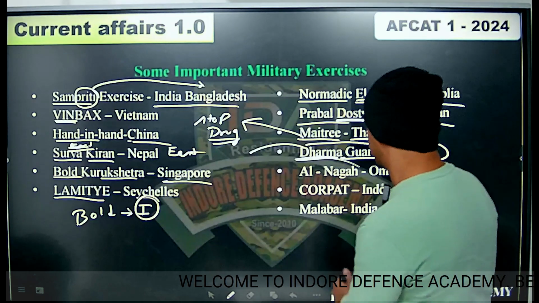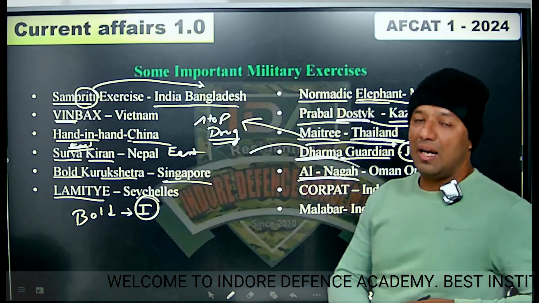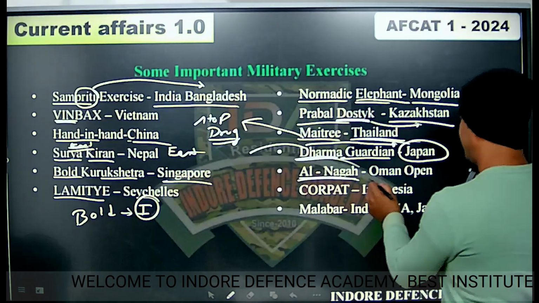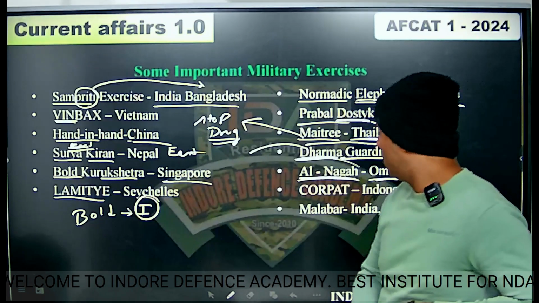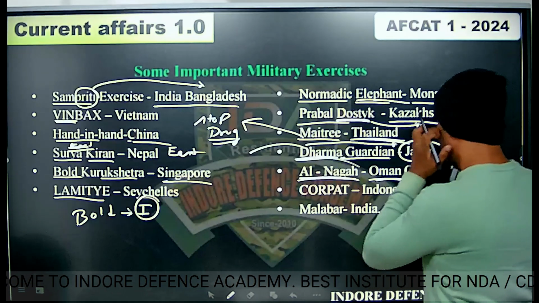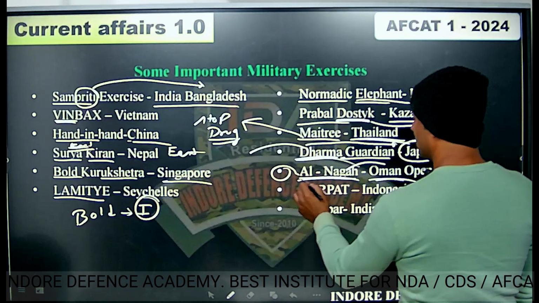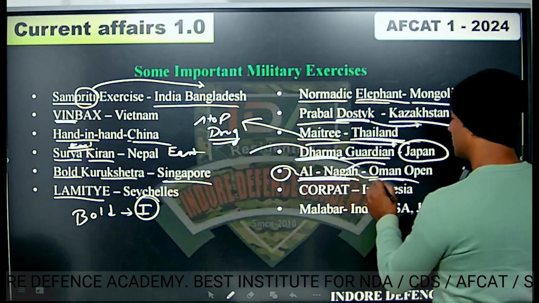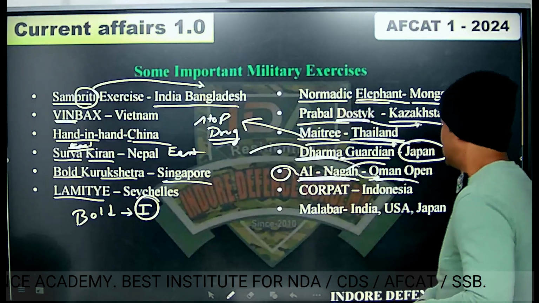Another one, my friends, Al-Nagah. So Al-Nagah is again from the Oman. Al-Nagah exercise is from Oman. Again you can relate it with, like, it is again an Arabic word. So you can memorize it with some sort of a Gulf country with Indian Army.